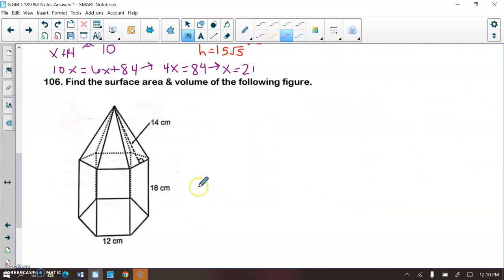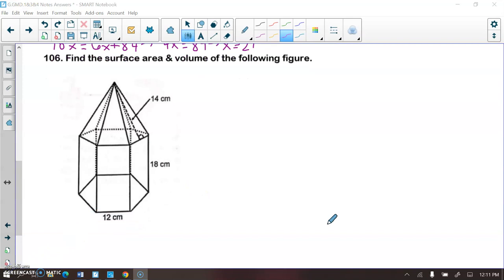All right, moving on to the next problem. Okay, so the surface area of the prism, we're actually just going to be finding the surface area of the pyramid. We're just going to find the lateral area of the pyramid, and then we're going to find the lateral area of the prism and one of the bases. This is a hexagonal prism and pyramid, so we do need to find the apothem.